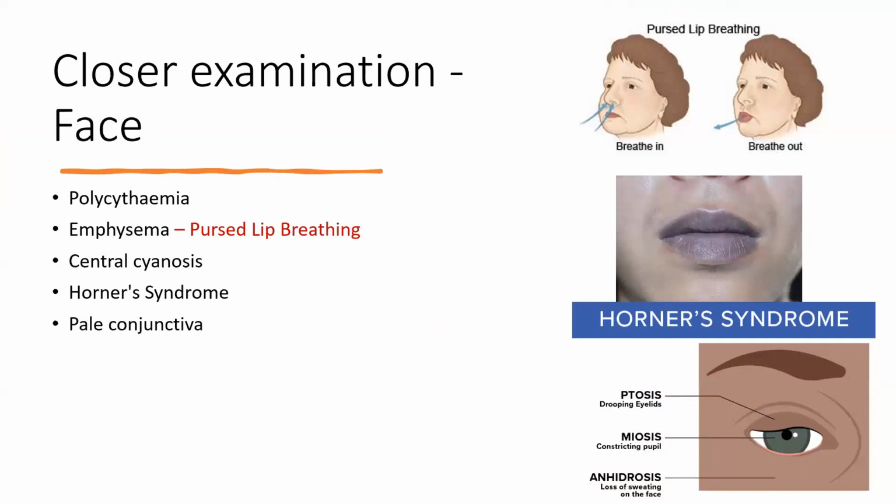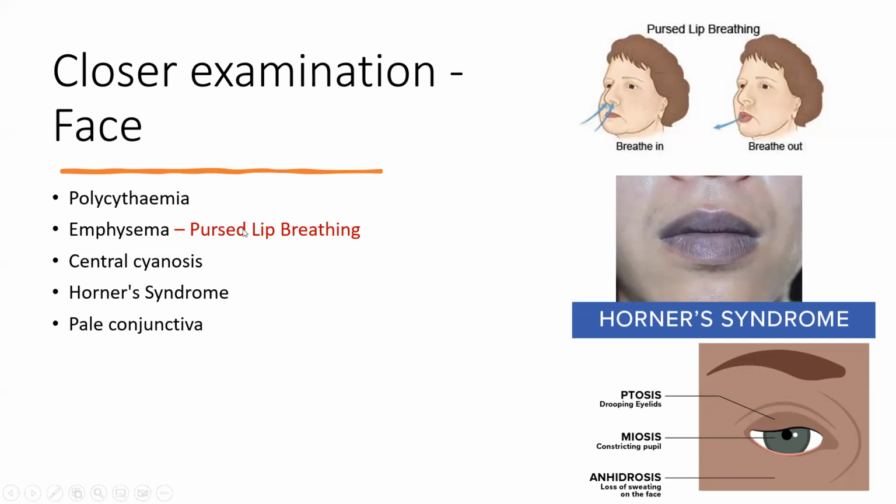So next, you want to take a little look at their neck, and you can assess for JVP. Sorry, I skipped a bit, take a little look at their face first. So you might want to look for polycythemia, which is when their face might look a little bit redder than usual, and this is due to long-standing reduced oxygen in the blood, so they produce more blood to make up for the reduced oxygen.